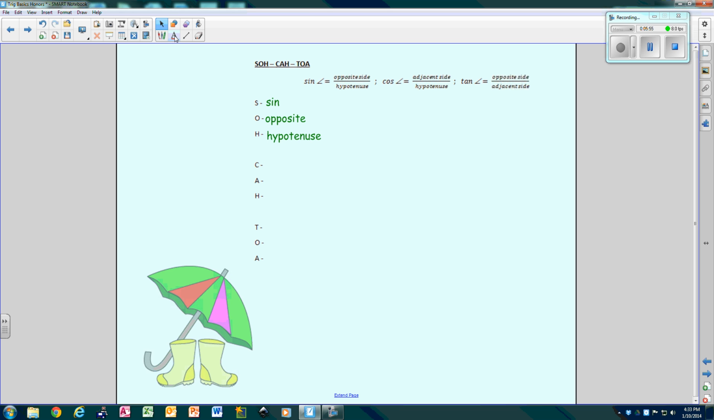Then you've got CAH, which is cosine. I guess it would help if I could spell. A is adjacent, and H is your hypotenuse. And this way y'all can read my writing better. So we got CAH, C-A-H. And then we've got TOA, which is tangent. And then you've got the O, which stands for opposite, and then you've got the A, which stands for adjacent.